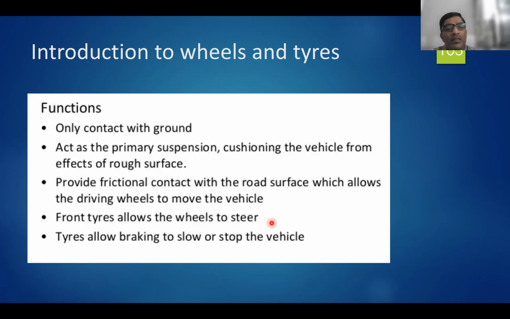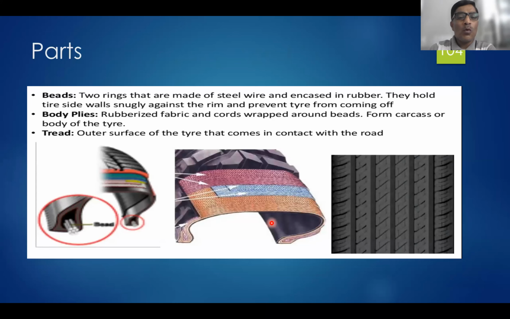So these are the functions combined for the wheels and the tires. Only contact with the ground. It can act as a primary suspension element, provide frictional contact, allow steering, and also be used to apply the brake and to stop the vehicle. So you can see just a figure, whatever images are on the slide.